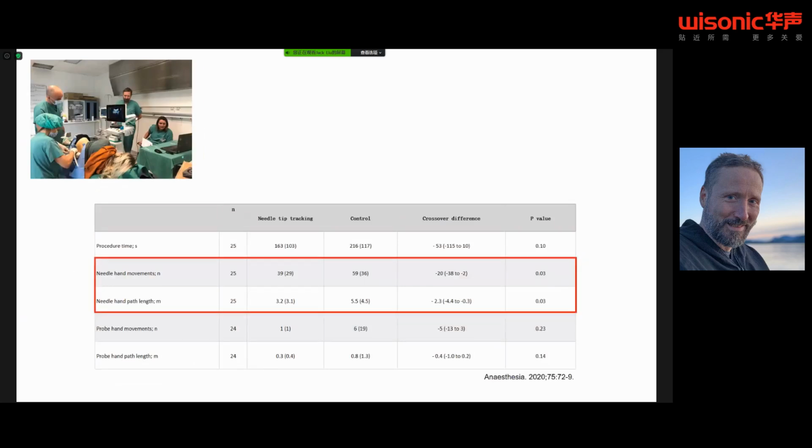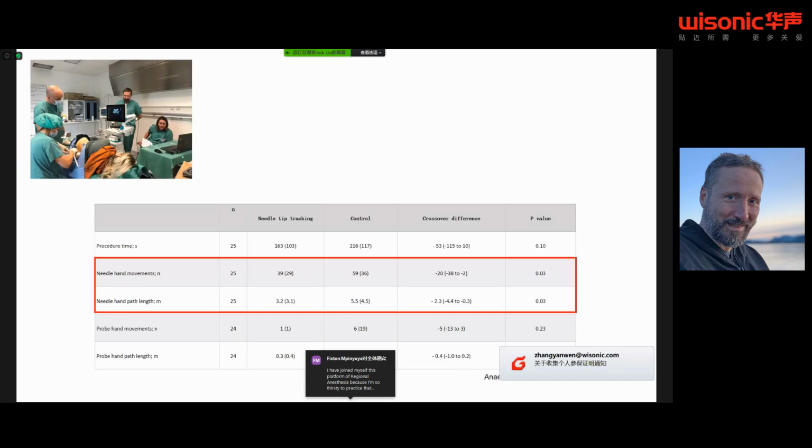We conducted 2 studies with healthy volunteers. Both studies had a crossover setup. That means the participants received 2 block procedures, one with and one without needle tip tracking. The sequence was randomized. The data here is for a study in out-of-plane lumbar plexus block procedures.